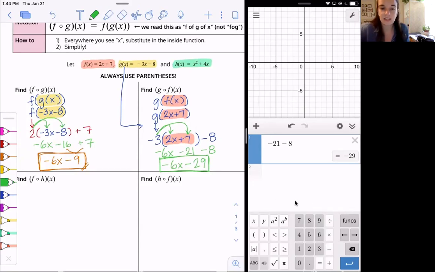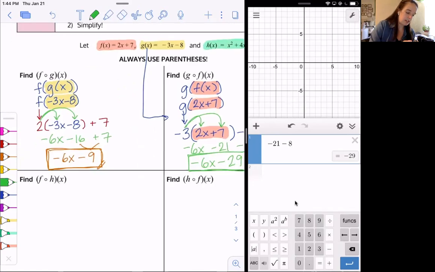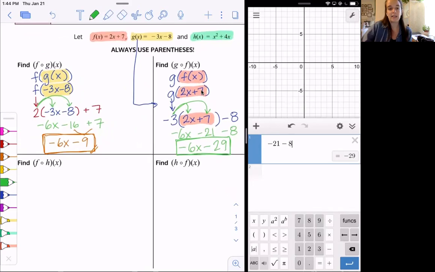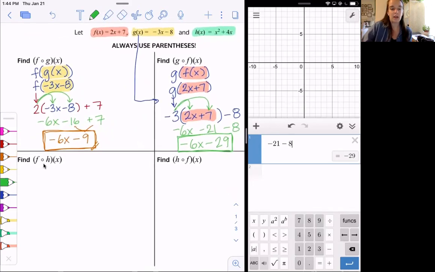All right. Let's try our next example. I want you to try to set this one up on your own, or we can set it up together, but then I'm going to have you try to work it out. It says f of h of x. So the 2 functions that we're going to be using this time are f and h.